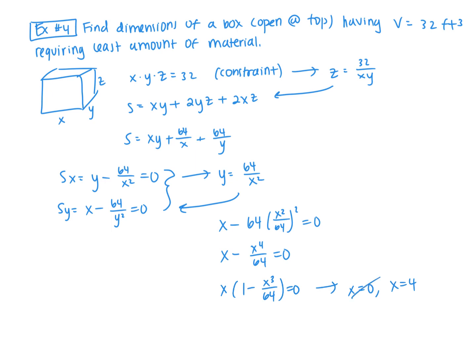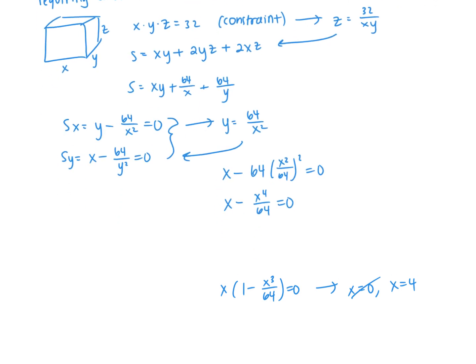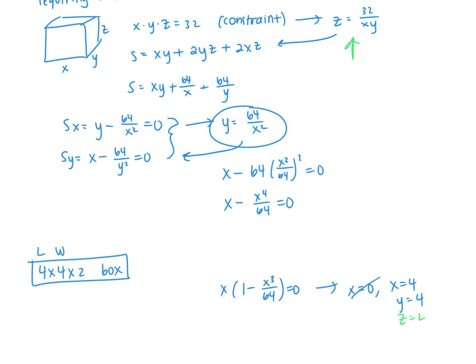Okay, word problem, we don't care about x being equal to 0. We don't care about the box where the base is 0. So we care about x is equal to 4, rather. Okay, so then if we go back to here, if we plug x equals 4 in there, we get y to be 4 also. And then if we go back up here, we can find z, and we get z to be 2. So ultimately, the box with the least amount of material is going to be 4 by 4 by 2. 4 is the length, 4 is the width, and 2 is the height.